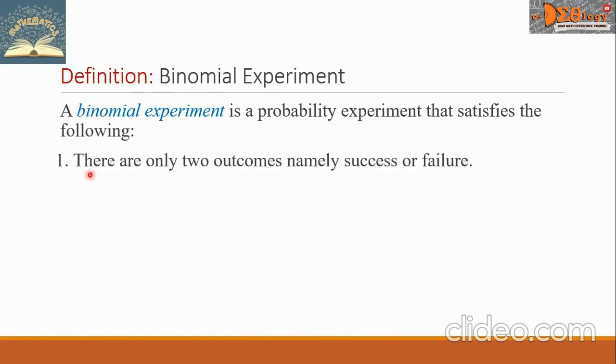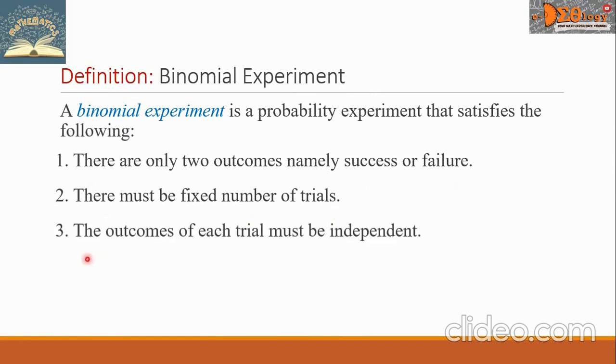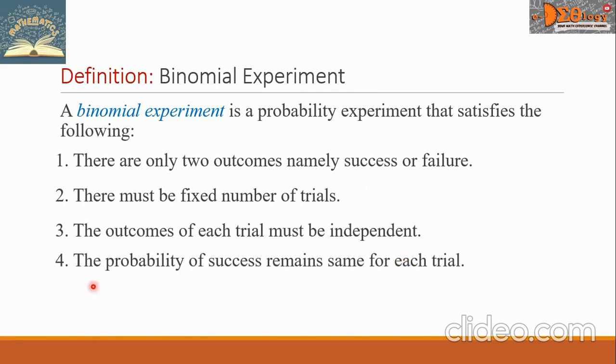Number one, there are only two outcomes, namely success or failure. Number two, there must be a fixed number of trials. Number three, the outcomes of each trial must be independent. Number four, the probability of success remains the same for each trial.